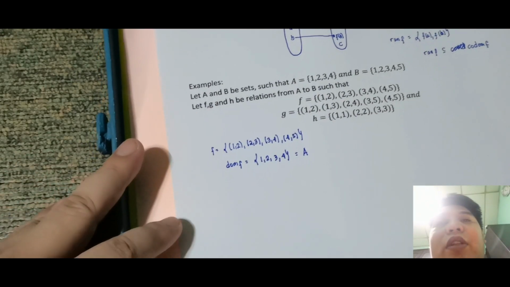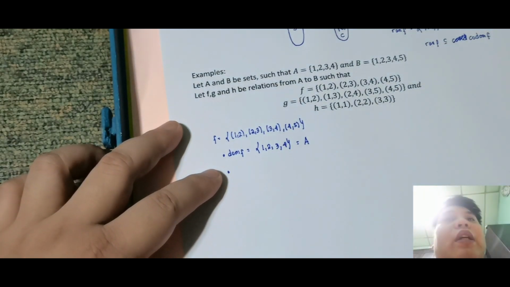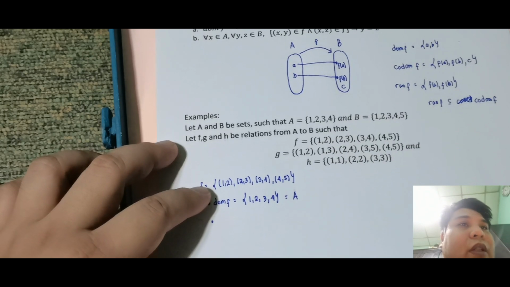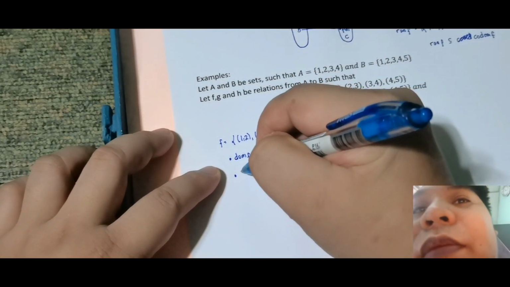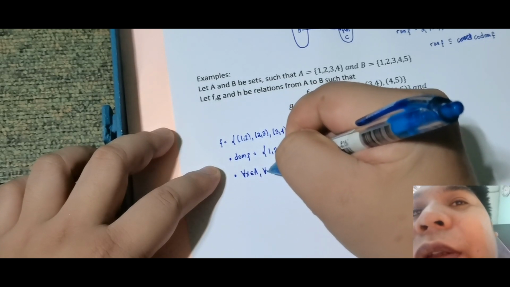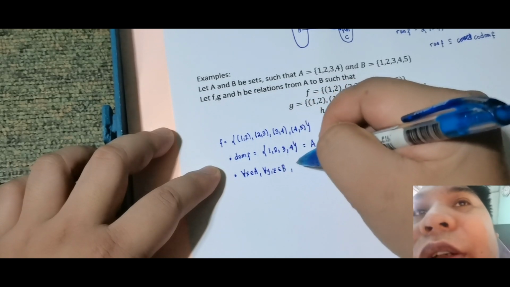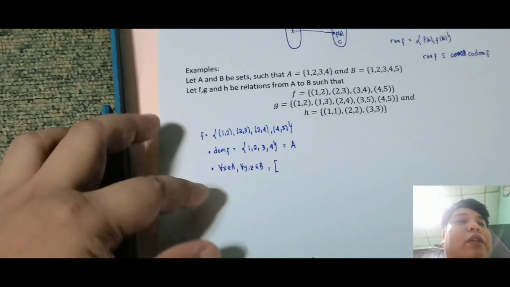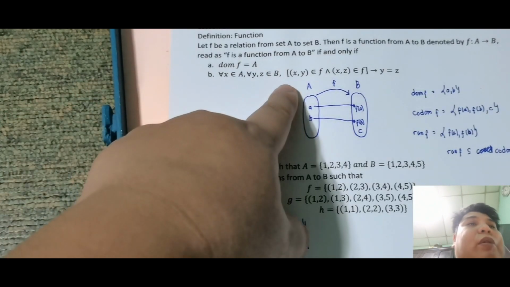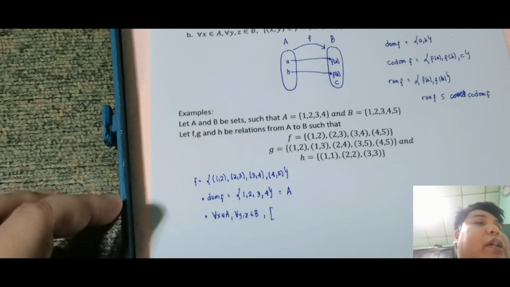Ngayon, check natin yung condition 2. Ang sabi sa condition 2, for all x element of A, for all y and z element of B. Okay, so check natin to. Tingnan natin yung mga value. May nakita akong (1, 2). Ang sabi kasi, (x, y) element of F, (x, z) element of F, then y is equal to z.